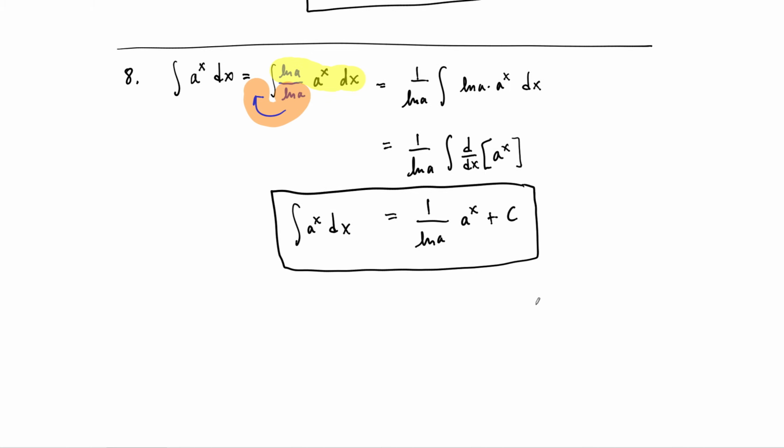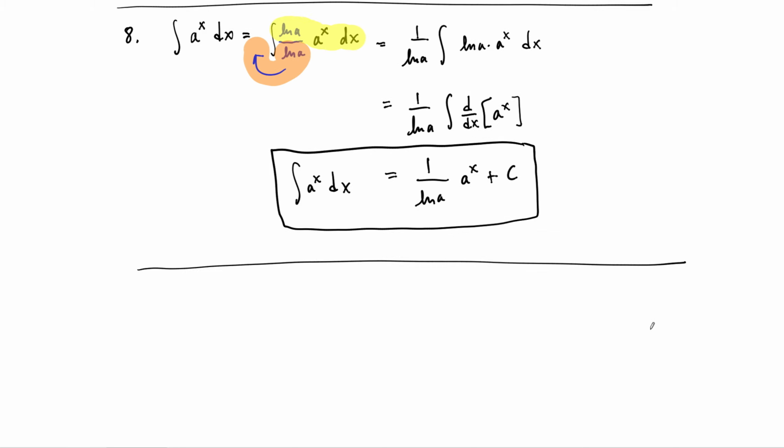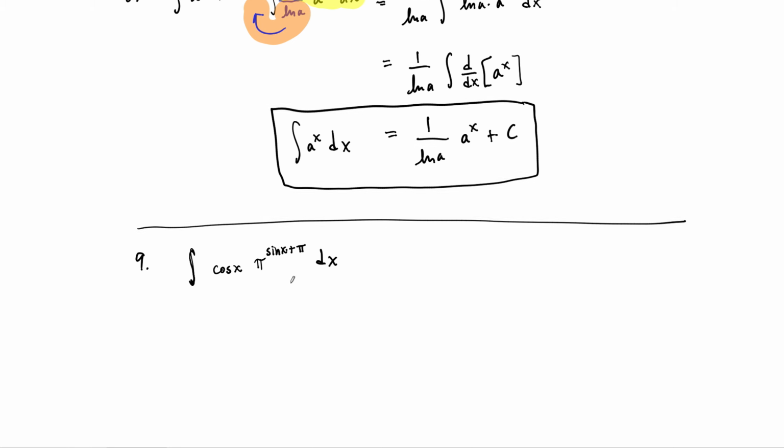All right, let's do one more example, and then we will leave this lecture here. There's a lot of practice for you in your homework, so please practice it. But let's do one more example. Let's say we want to compute the antiderivative of, well, let's just do something crazy here. Let's say cosine x times pi to the power sine of x plus pi dx. Very, very weird, right? This is weird.